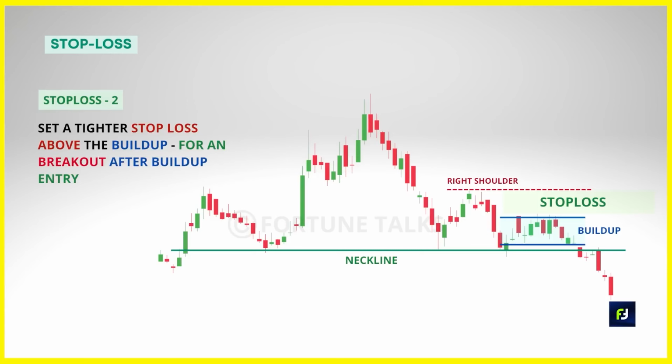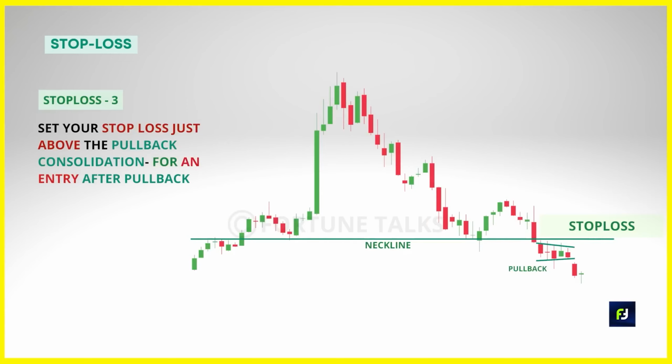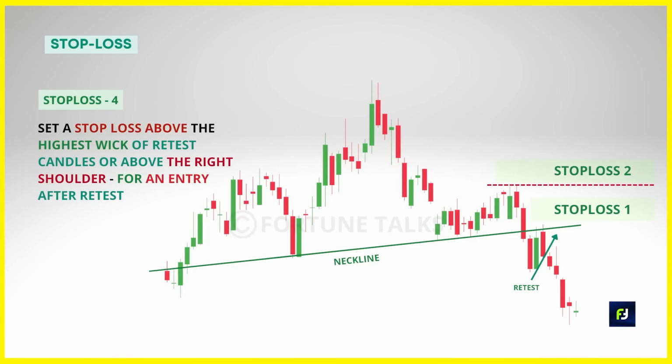Now let's say you missed both these entries and you shorted the market after the prices formed a primary pullback. Then set your stop loss above the highest price in the group of the pullback candles, or just place it above the neckline if the pullback is formed very close to the neckline. And the last method is if you have entered after a retest. In this scenario, the stop loss can be placed just above the highest wick of the group of retest candles, or you can be more conservative and place the stop loss above the right shoulder of the pattern.